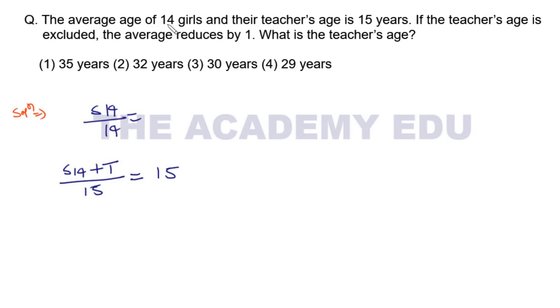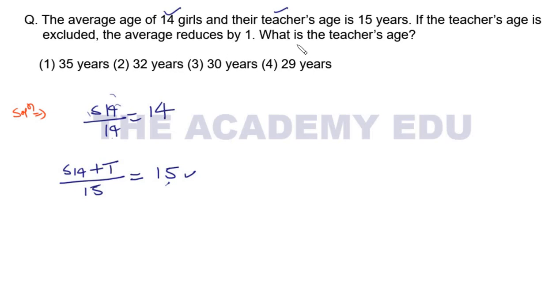The question is saying the average age of 14 girls and their teacher. There is only one teacher. So the average of the 14 girls and the teacher is 15. If I exclude the teacher, I get only 14 girls. So sum of the 14 girls upon 14. The average reduced by 1. So whatever the average here, it is reduced by 1. So now the reduced average is 14 when the teacher went away.